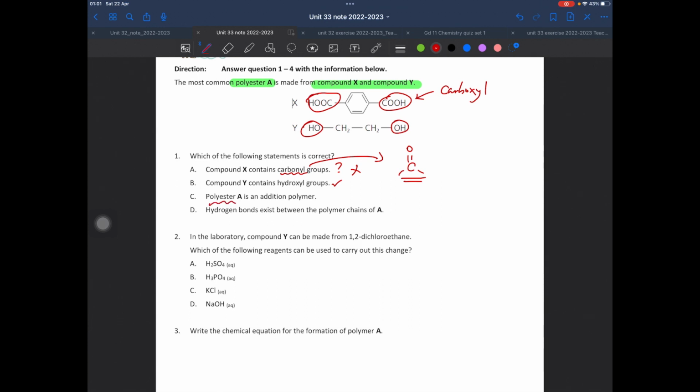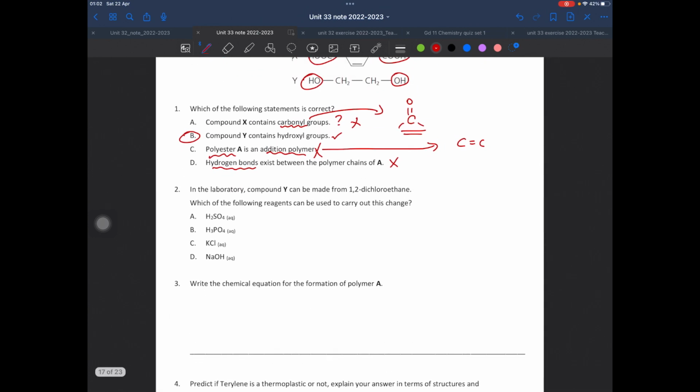C, polyester is an addition polymer. Well, to answer these questions, please remember that in the case of addition polymers, their monomers should contain a CC double bond, but obviously X and Y don't have one, so C is not correct. Finally, is there any hydrogen bond between polymer chains of A? Well, polymer A is an ester, so of course we don't have any hydrogen bond, so the answer is no.